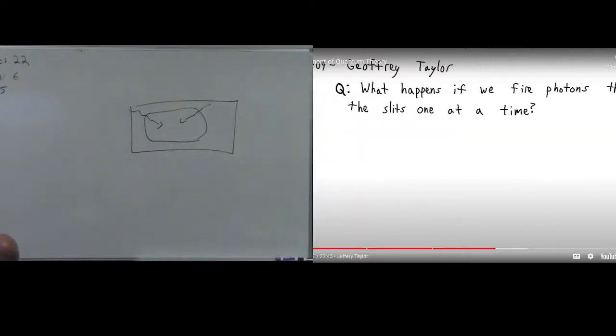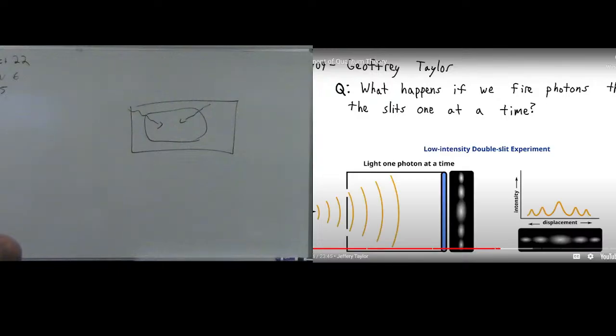So that's a little bit weird, light behaving as both a wave and a particle, but it actually gets even more bizarre. In 1909, the English physicist and mathematician Geoffrey Taylor asked the question, what happens if we fire a photon through the slits, one at a time? Well, so we send one photon through the slits, and it goes and is absorbed by our detector. Then we send another photon, and another photon, and another photon, and then we develop our photographic plates, and this is what we get. We get an interference pattern.